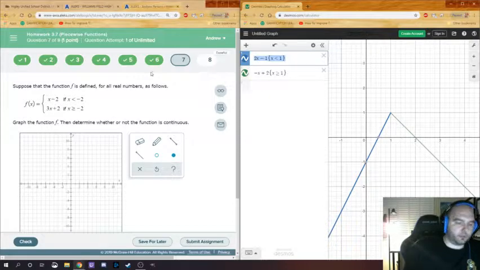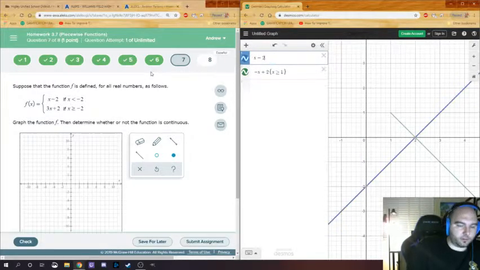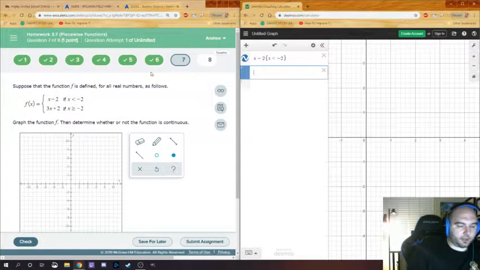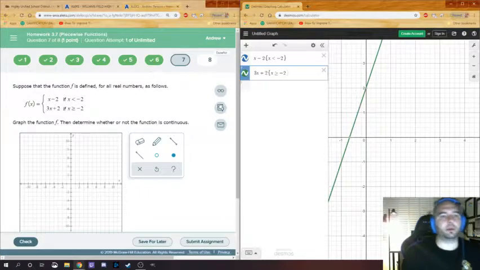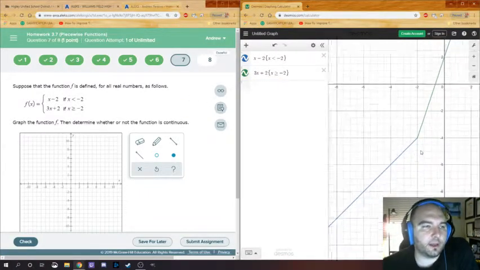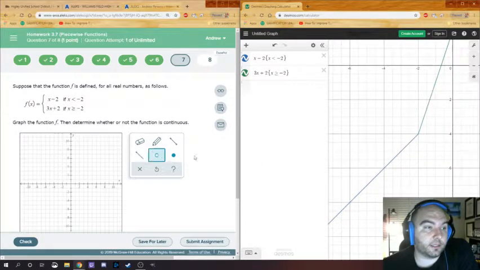Okay, so next two, we got x minus 2, and then x is less than negative 2. Then we got 3x plus 2, and this is x is greater than or equal to negative 2. I'm going to zoom out a little bit so you can see the lines. Fantastic. Okay. I'm going to zoom in so I can see the point. So we meet at negative 2, negative 4.